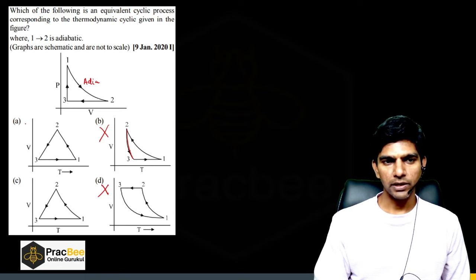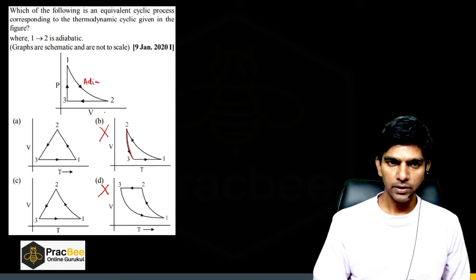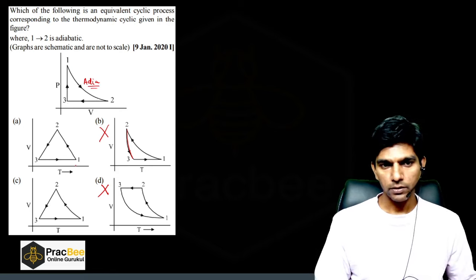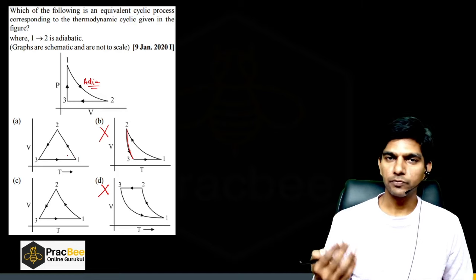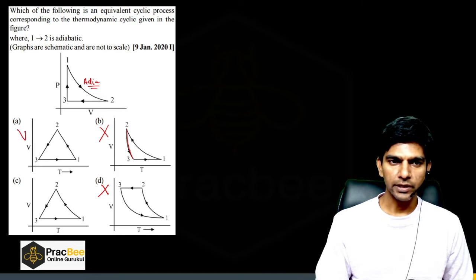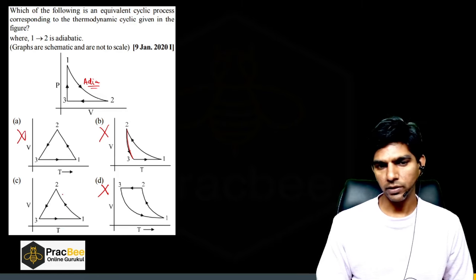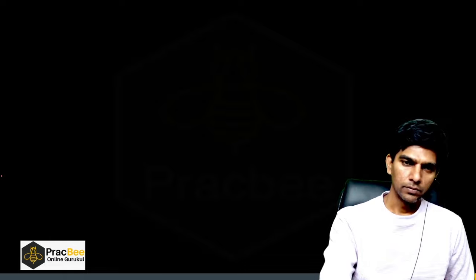Right, so now we are left with only two options, A and C. 1 to 2 is an adiabatic process, right? But if you look at option A, 1 to 2 is given as a linear graph, and we know that in case of an adiabatic process, the graph is non-linear. So option A is incorrect, but in C we have a non-linear graph. So option C is the right answer, right?